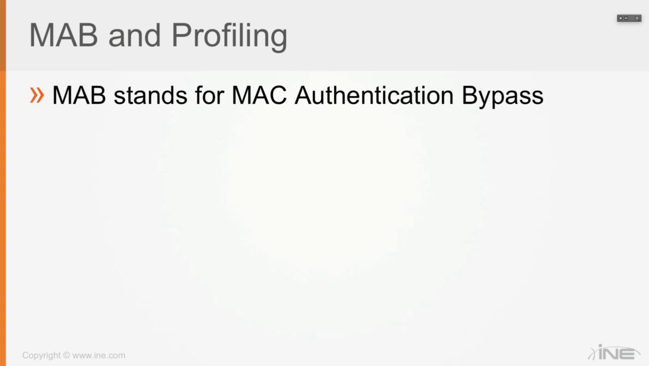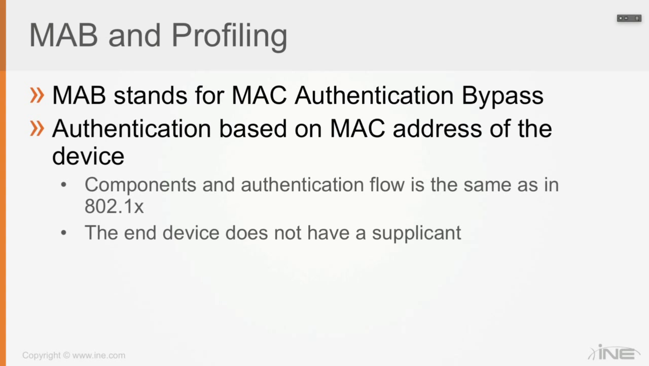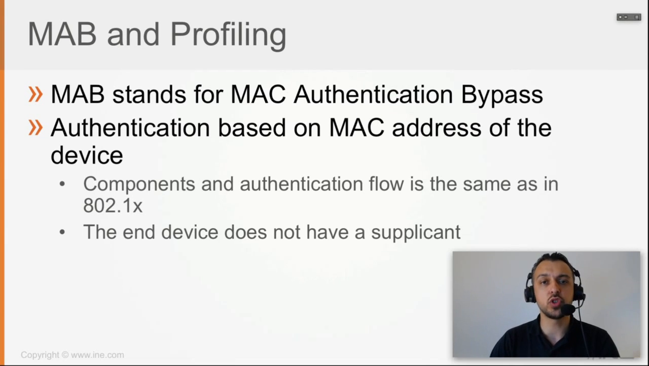What this means is that the authentication server is going to authenticate the device connected to the network based on the MAC address of the device. Now the components and the authentication flow are the same as in 802.1X. So you still have the device which wants network access, but it's not going to have a supplicant, but it is the end system. We still have the authenticator, which is going to be the switch, the VPN, or the wireless LAN controller, and then we also have the authentication server, so the same components.